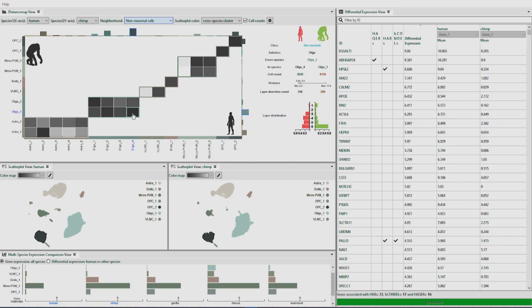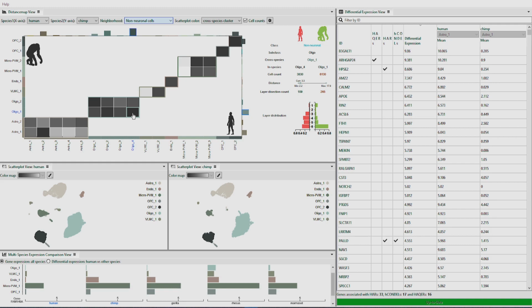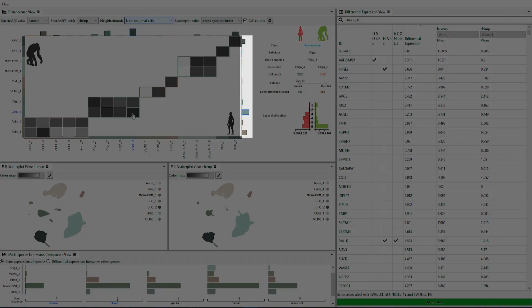When we hover over the in-species cluster block, a tooltip appears showing the cluster-related information for both the species. The heat map also shows the cell counts for each in-species cluster block at the top for the x-axis and at the right for the y-axis.